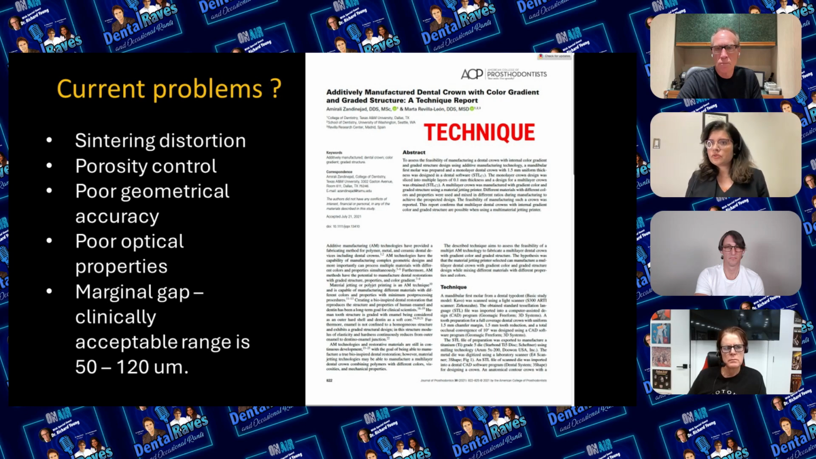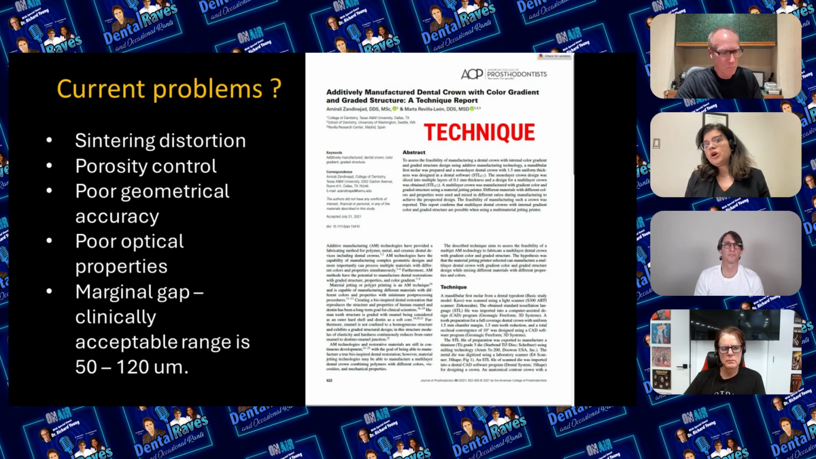Porosity control is a major factor. Poor geometrical accuracy, but some of the studies do show good trueness and precision. Some of them don't. But overall, it's a generic problem. Poor optical properties, because with machined zirconia, we are already looking at some phenomenal gradient materials. So doing a layer by layer deposition of 3D printed zirconia is going to be the next challenge.